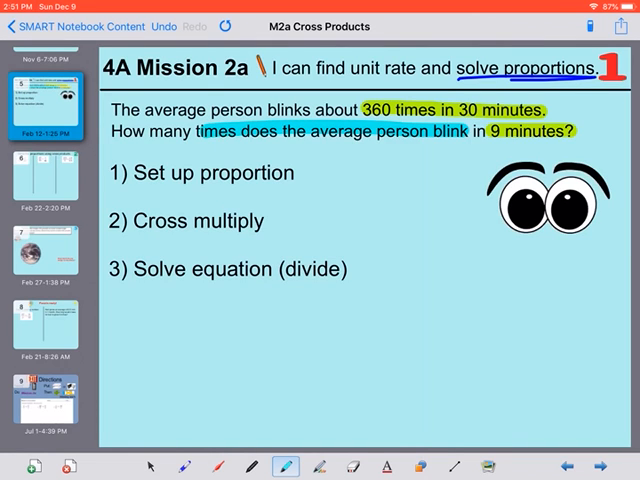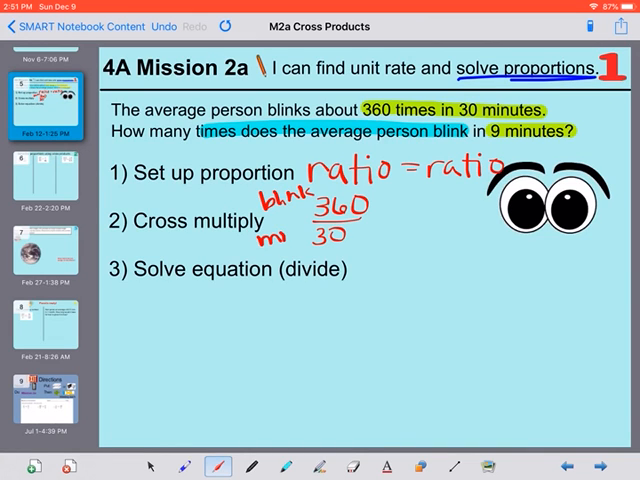So we have the first part. It says we need to solve or set up a proportion. A ratio equal to another ratio is the definition of a proportion. So our ratio is we have 360 times that we're going to blink per 30 minutes. So when we set up our other ratio, we need to make sure that the blinking is on top and the minutes are on the bottom. So this is what we know.